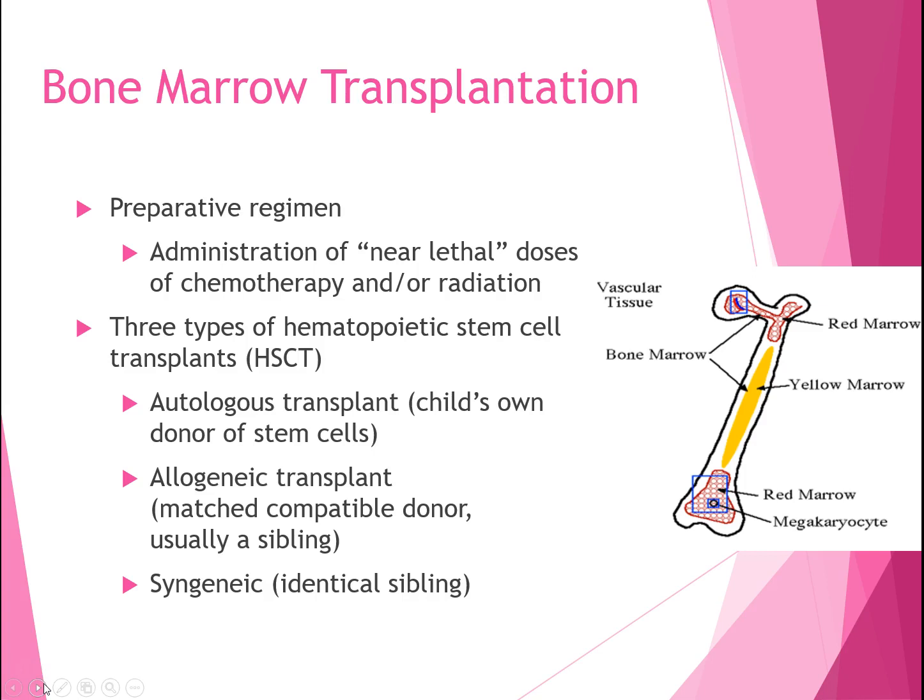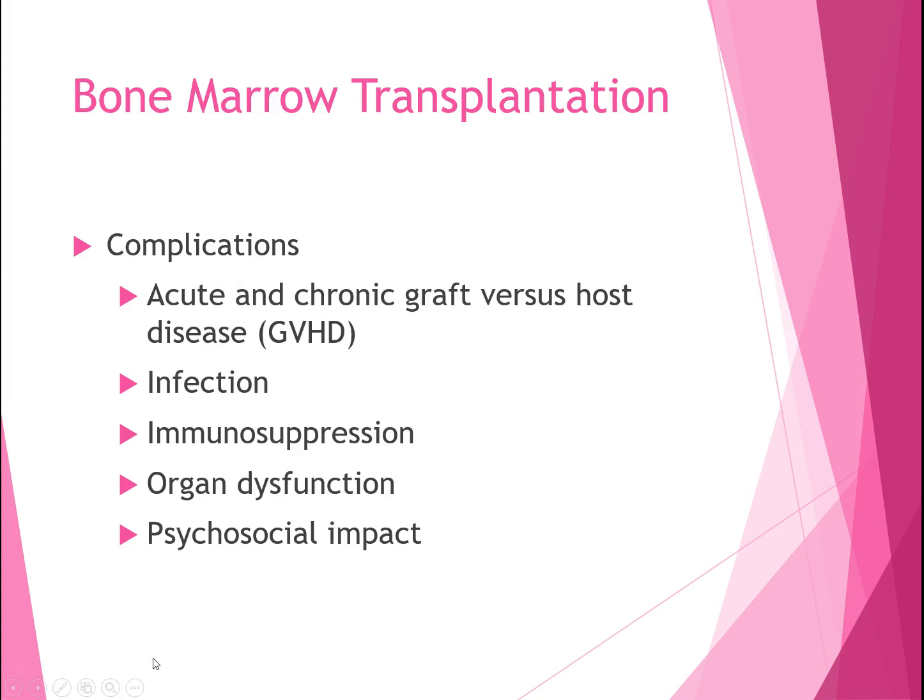The three types of stem cell transplants, the autologous, which is the child's own stem cells, allogenic transplant, which is a matched compatible donor like a sibling, or syngeneic, which is an identical sibling. Obviously, their DNA and everything is going to be exactly the same because they're identical. Some complications that may occur from a bone marrow transplant, they get the graft versus host problem. And that's a pretty significant issue. That's the more life-threatening type of problem.